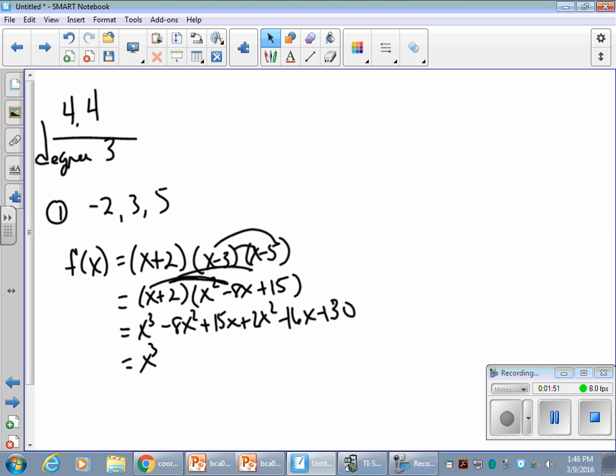So I get x cubed minus 6x squared minus x plus 30 when I combine my like terms, because these two go together to make minus 6x squared, and then the 15x and the negative 16x go together to make negative x. So that would be my answer for that particular problem.